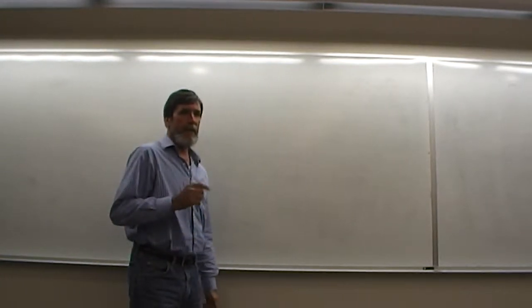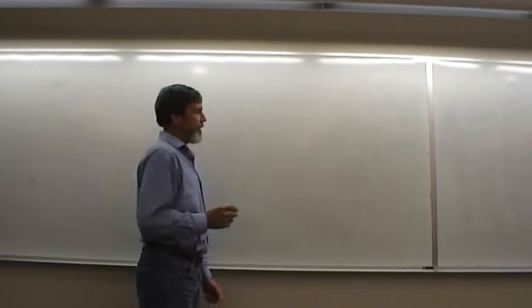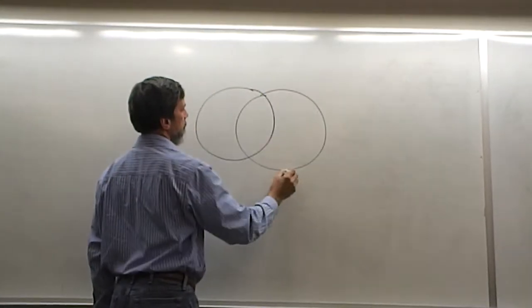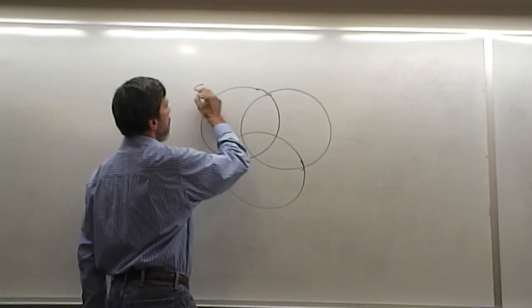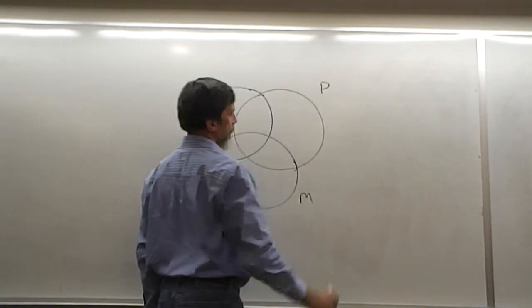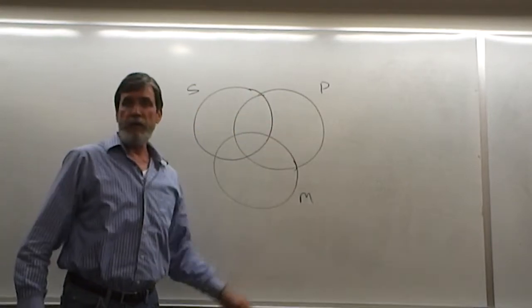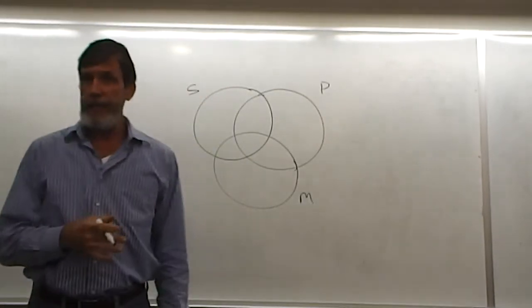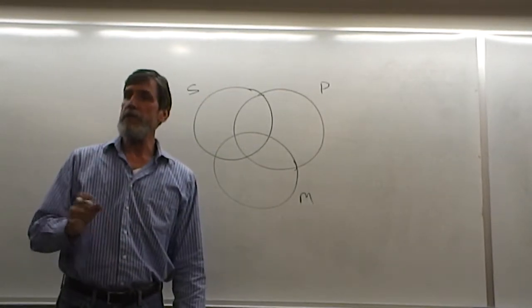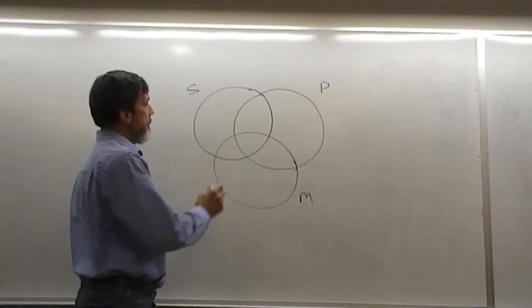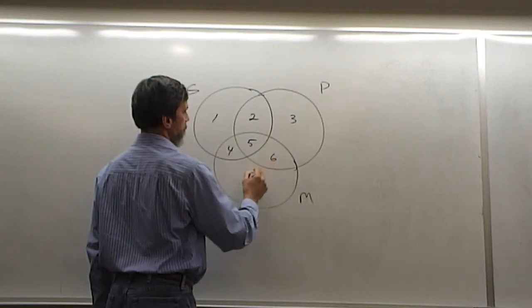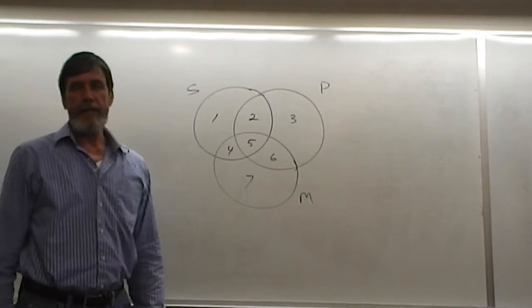Since we have three terms, or three classes, in our categorical syllogisms, we need three intersecting circles to represent those classes. The minor term, the major term, and the middle term classes of our arguments. The author has an unnecessarily complicated way of referring to these segments. You can forget about that. We'll just number them the same way all the time so that we can refer to the different parts of the diagram, 1 through 7, like so.